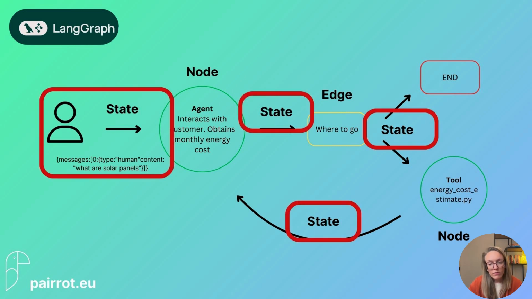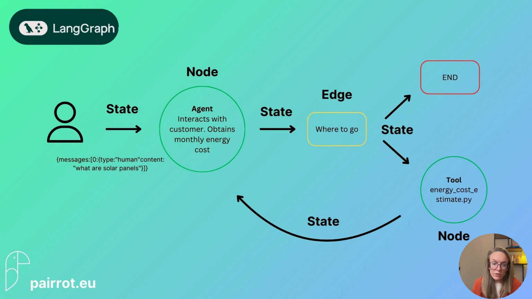Lastly, we have state. State is like the memory of the AI agent. It holds all the information gathered and processed as the workflow moves from one node to the next. In our solar panel agent, the state might store the user's electricity cost as soon as it's provided. As the AI agent moves to the next node, it will carry that data forward so it can be used in the calculation node. The state ensures that the AI agent can maintain context and make decisions based on the information gathered earlier in the process.